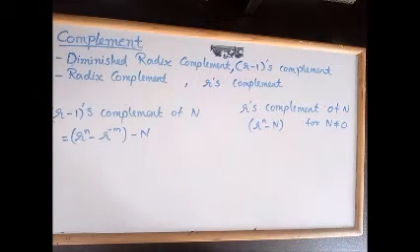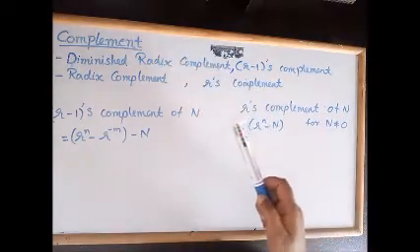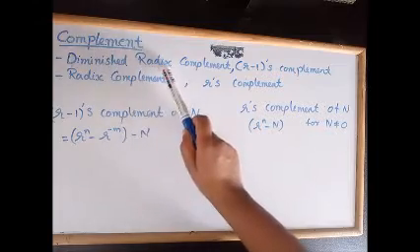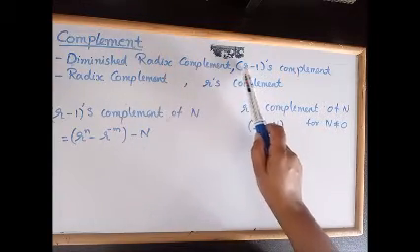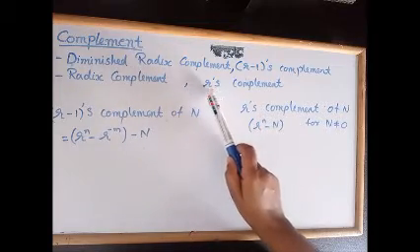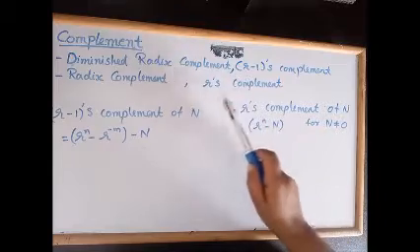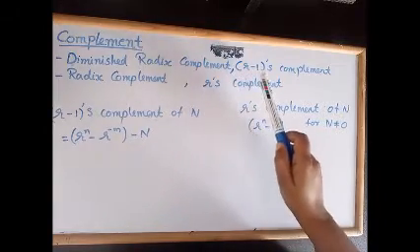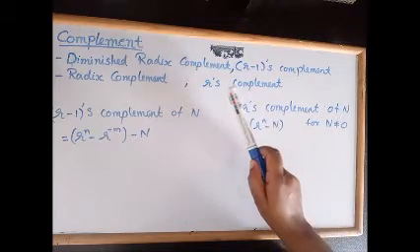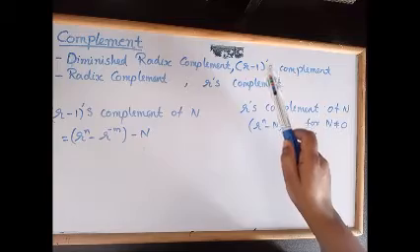Hi all, in this video I will be covering the topic complement of a number. There exist two types of complement: diminished radix complement, which is also known as the (r minus 1)'s complement, and radix complement, which is known as the r's complement, where r represents the base of the number system. For example, if you consider the decimal number system, r is equal to 10, and if you consider the binary number system, r is equal to 2.